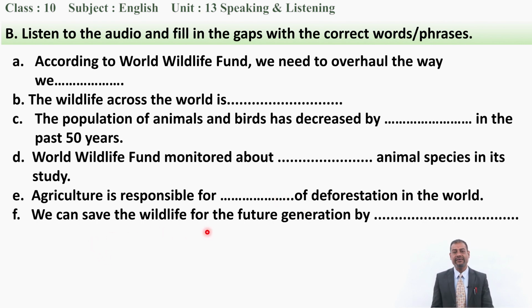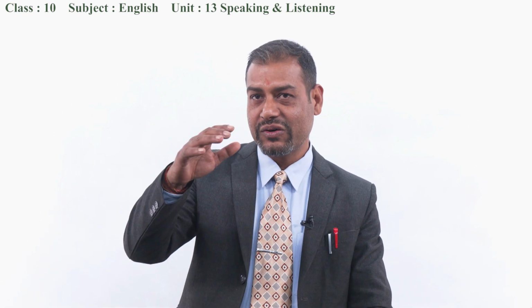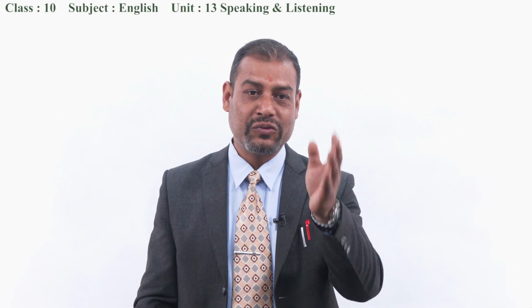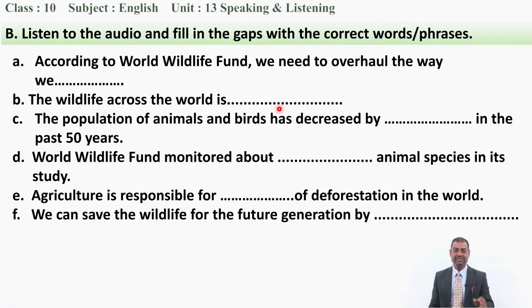We can save the wildlife for the future generation by... How can we save the wildlife? You have to find out the way in this information, okay? So now, be careful that when you find the information for A, then you can find that information just in the next step of the audio, okay? Not before the audio, before this information. You can find after this information for B. And if you find the information for B, after this only you can find information for C. This is how orderly you have to listen and try to find out. So now it's time for playing the audio. You just listen and do this task together, okay?